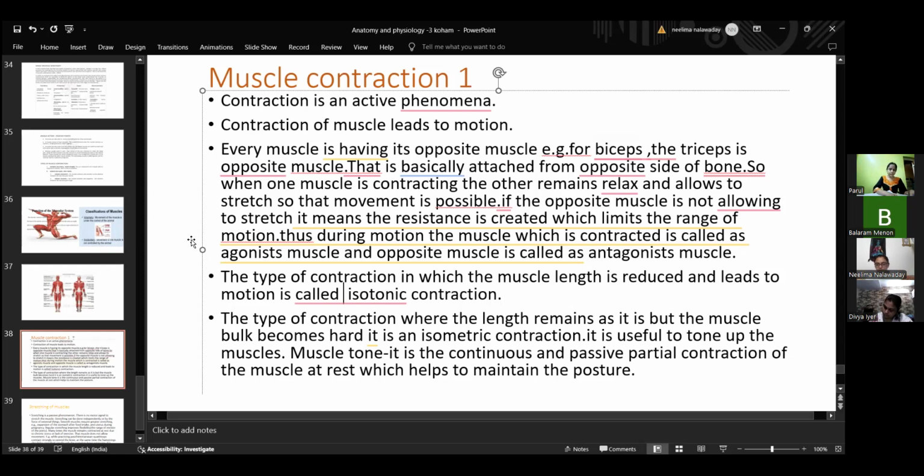The type of contraction in which the muscle length is reduced and leads to motion is called isotonic, and the type of contraction where the length remains as it is but the muscle bulk becomes hard is isometric. Now the idea is more clear, right? So muscle tone is the continuous and passive partial contraction of the muscle at rest, which helps to maintain posture. What is the idea of muscle tone?